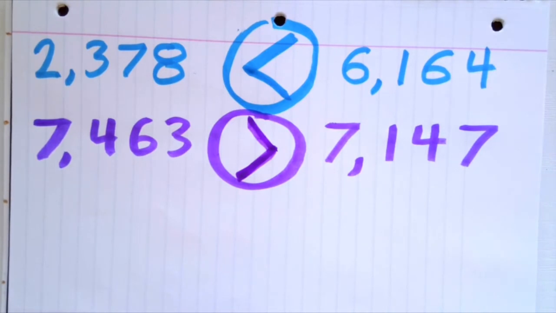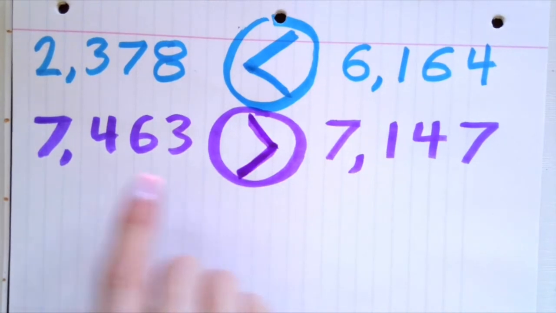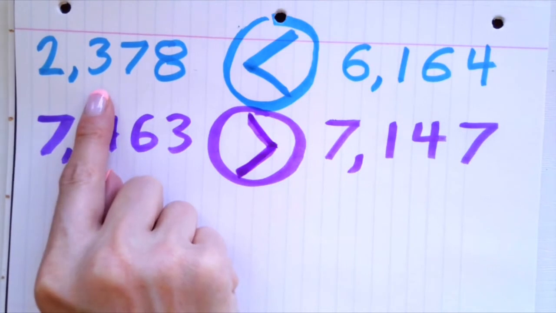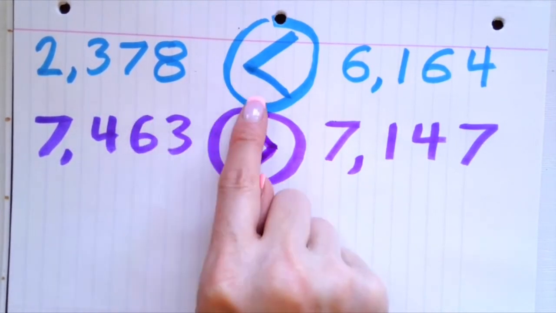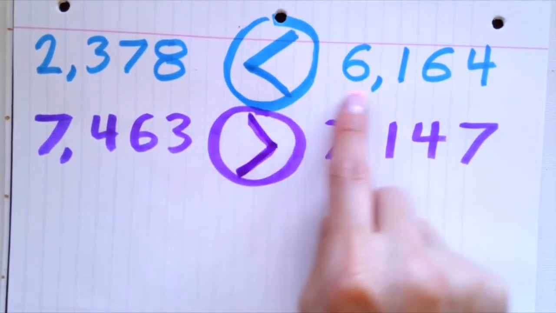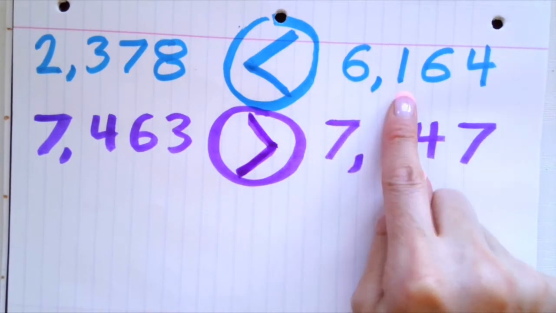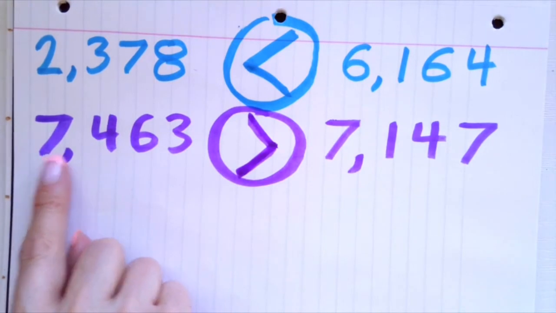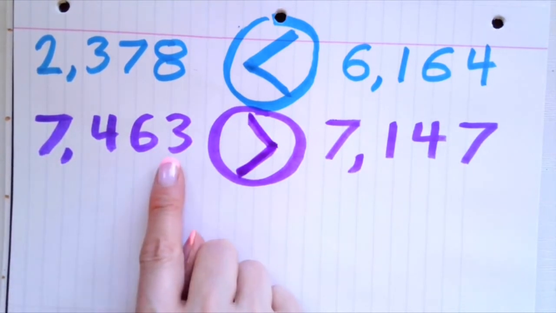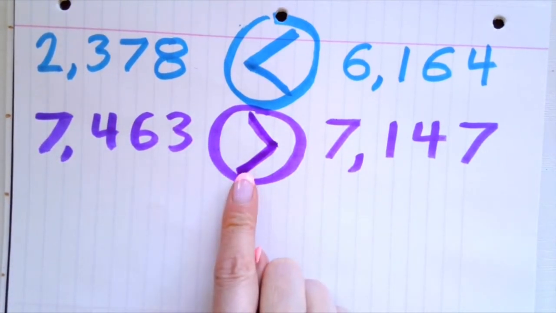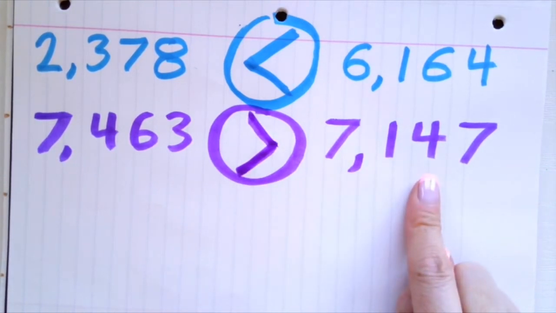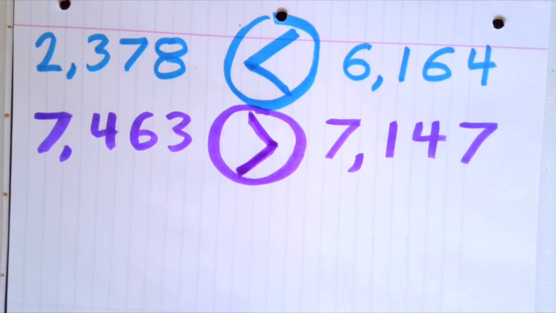Let's read these expressions out loud together to practice how we say these symbols. Ready? Begin. 2,378 is less than 6,164. 7,463 is greater than 7,147.